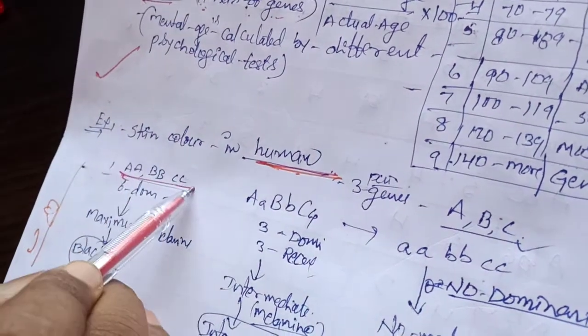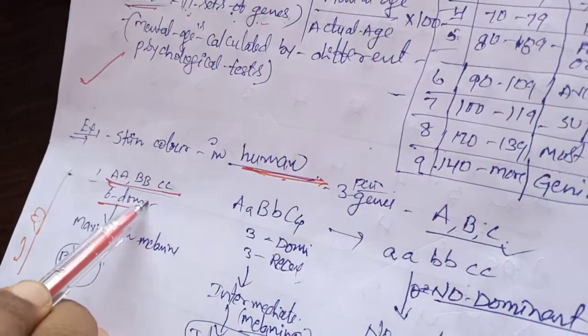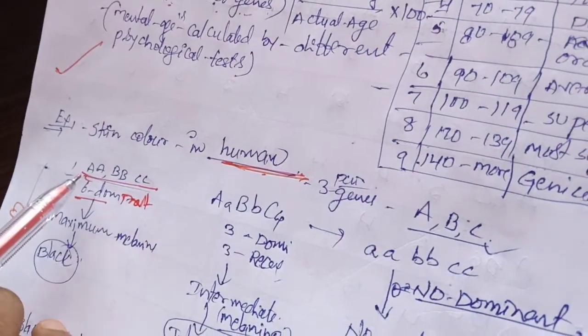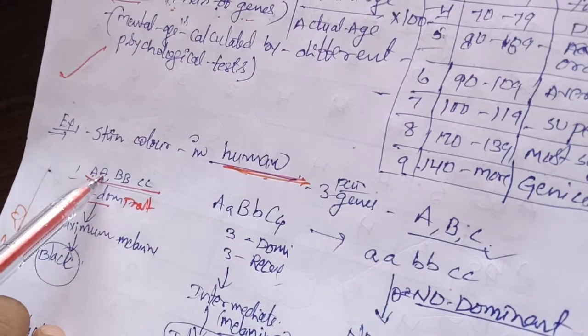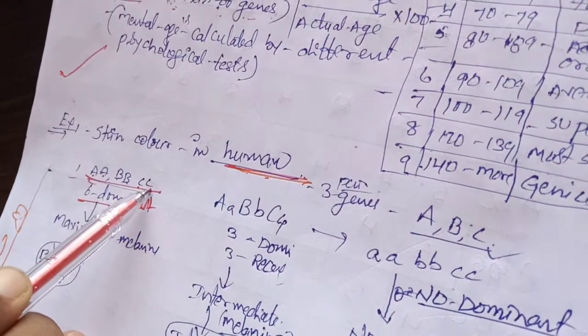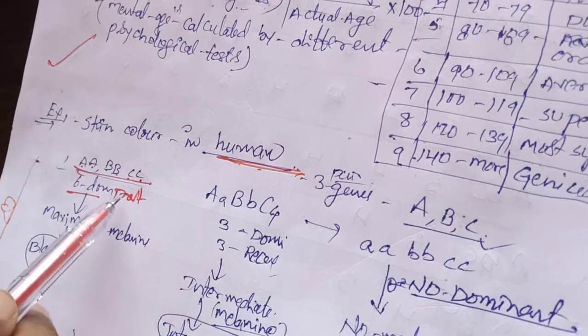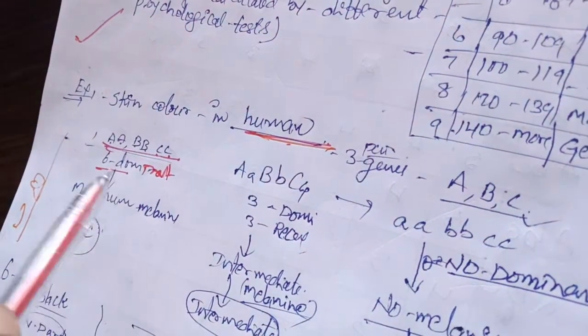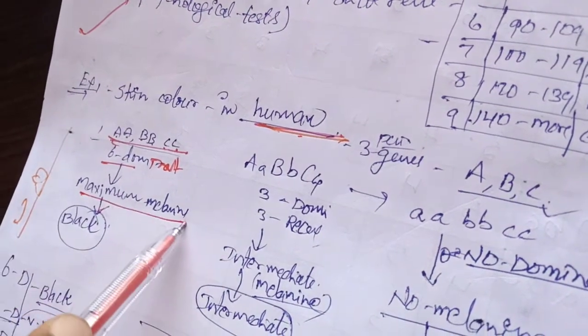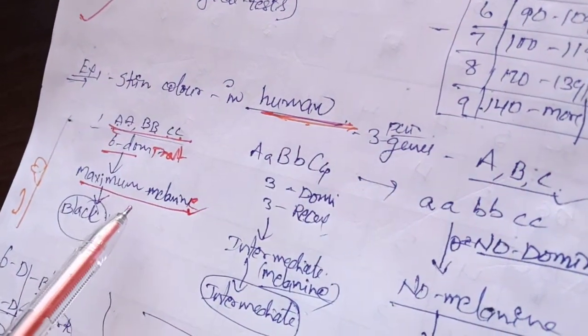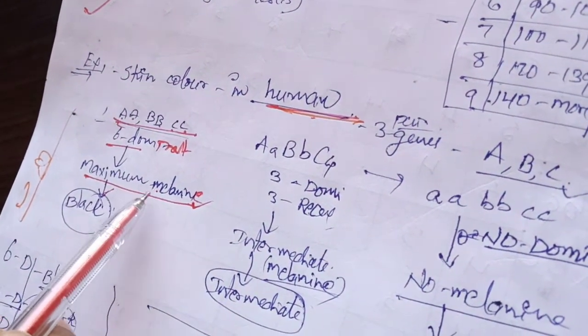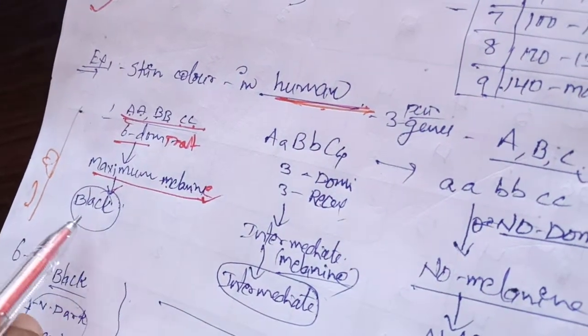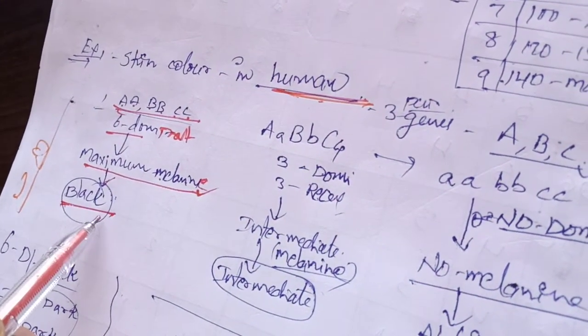Skin color of human beings is regulated by 6 dominant genes. What are the 6 dominant genes? Capital A, capital B, capital C. If these 6 dominant genes are combined in a human being, maximum melanin production takes place. When maximum melanin production takes place in that person, the skin color is completely black.